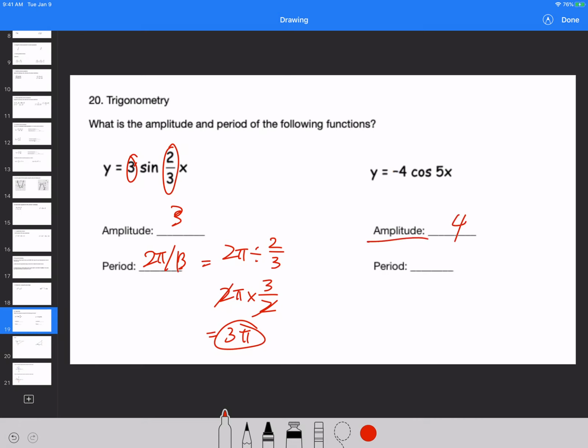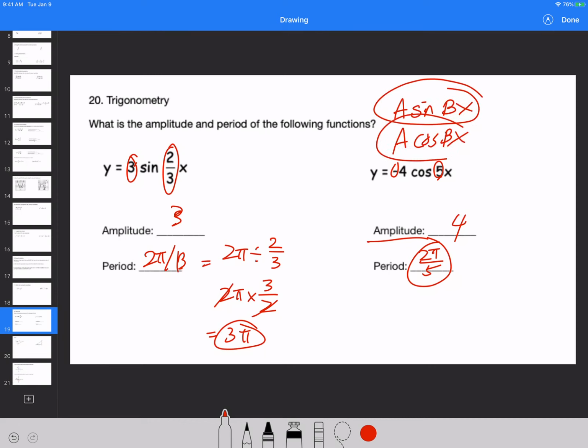Next one, amplitude is 4. Doesn't matter if it's negative, amplitude is still a distance, so it makes it positive. Period is 2 pi divided by 5, because you just have to divide 2 pi by the b value. If you have no idea what I'm talking about by a or b value, a sine of bx, a cosine of bx, that's the format that they're going to follow.